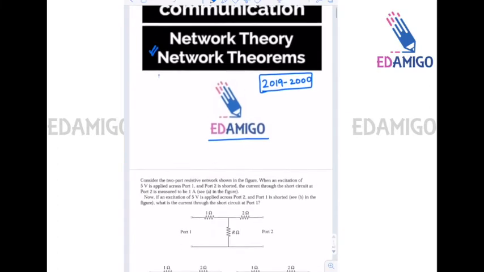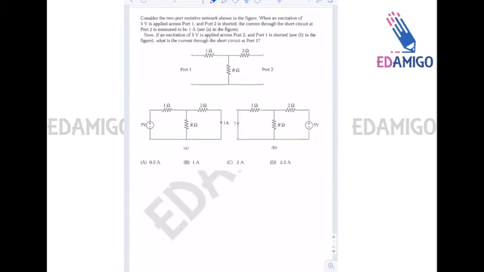Now let's start with question number 1 of this part. This was asked in GATE 2019 Electronics and Communication paper. It's a very simple question because we know that T networks are always reciprocal.